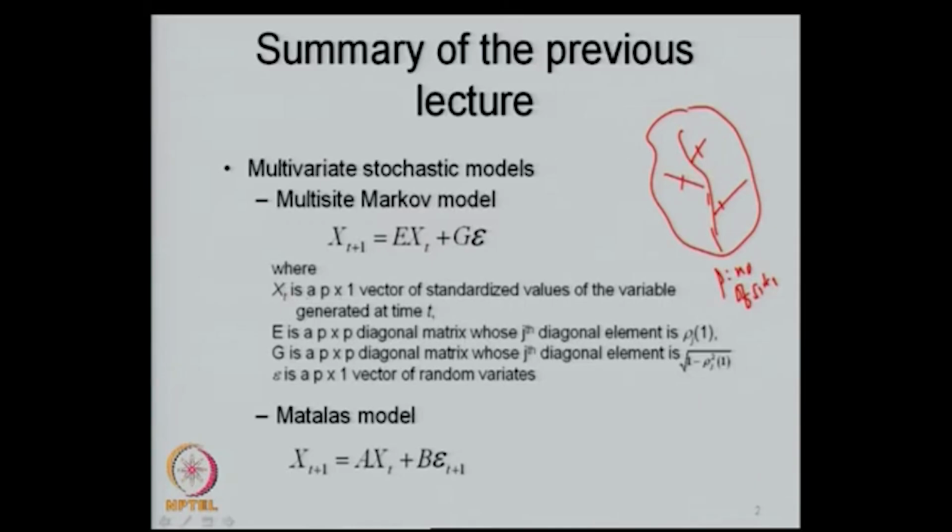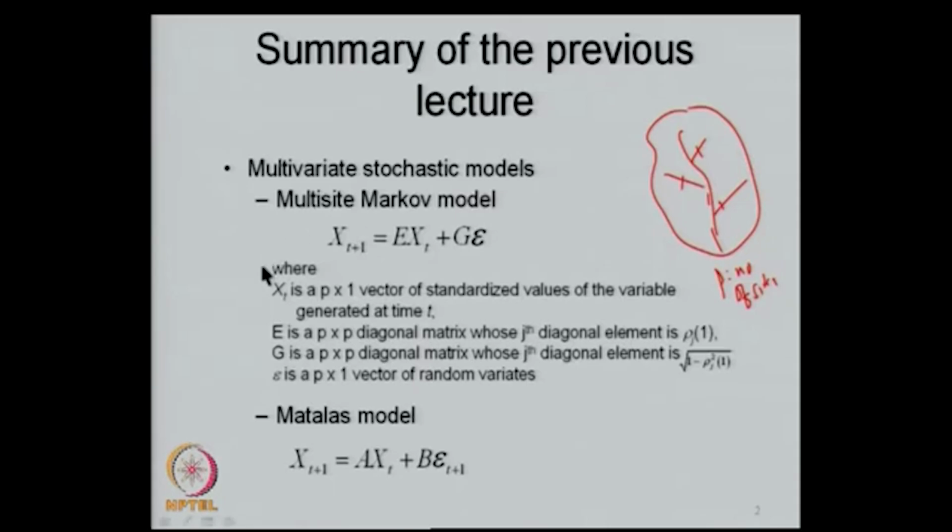X t is a p by 1 vector of standardized values of the variable generated at time t, and we are writing this expression for time t plus 1. So, x t plus 1, which will generate at all of these p sites the flows at time t plus 1 using the flows at time t plus some random component, and E and G are coefficient matrices.